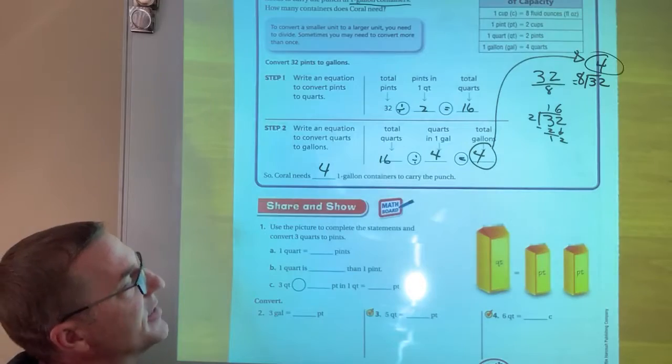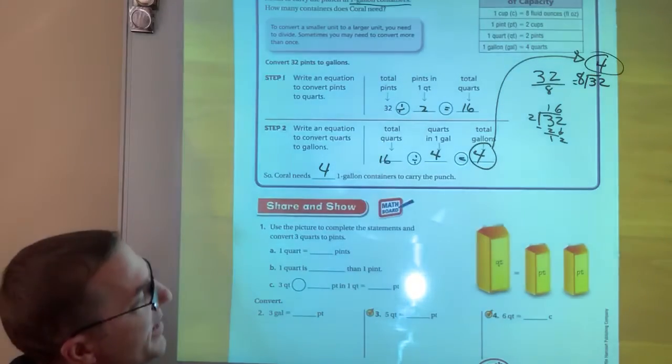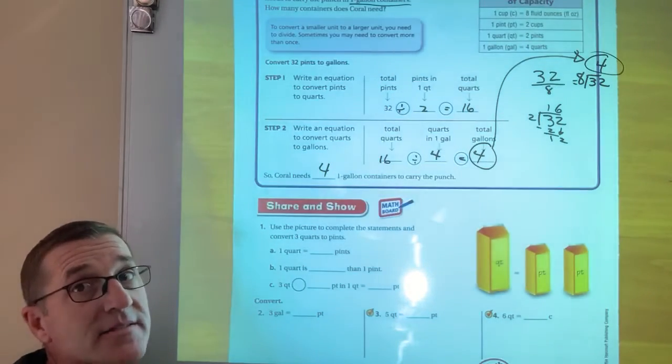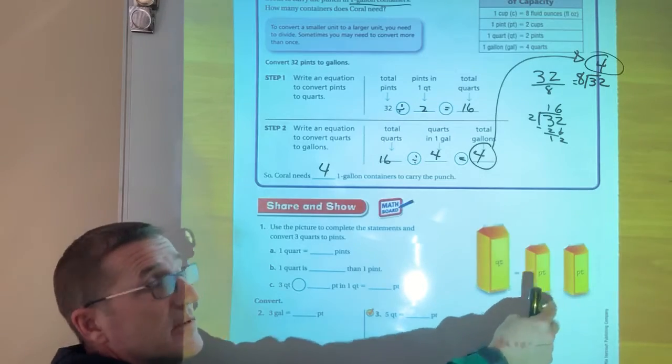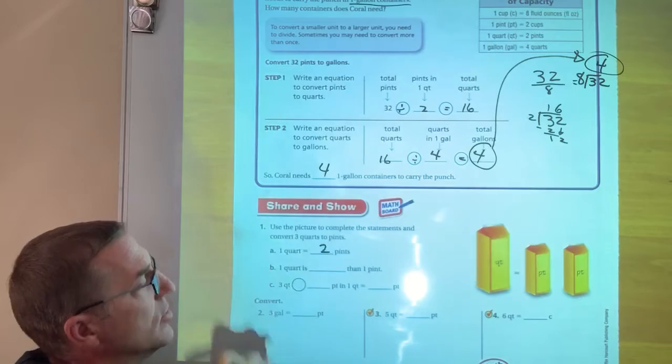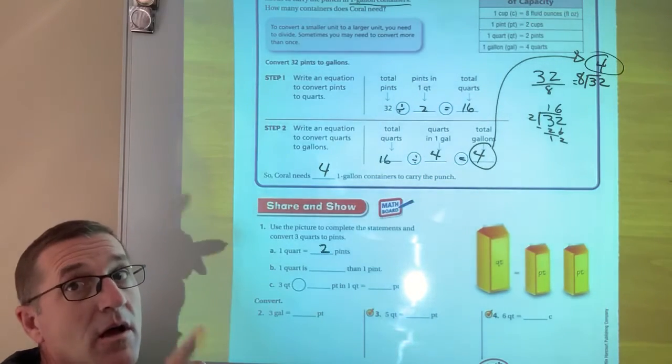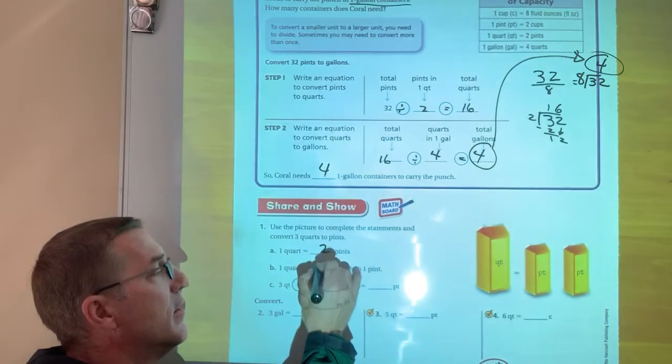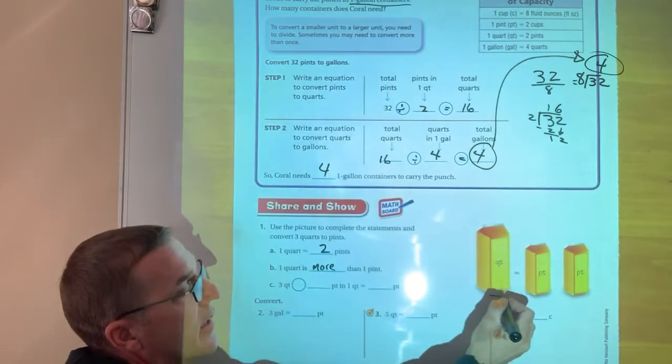Use the picture to complete the statements and convert 3 quarts to pints. 1 quart is how many pints? Well, just take a look. There's 2 of them, and you can look at the chart, but it says use the picture, so 2. So a quart is, of course, more. I mean, look at it, right?